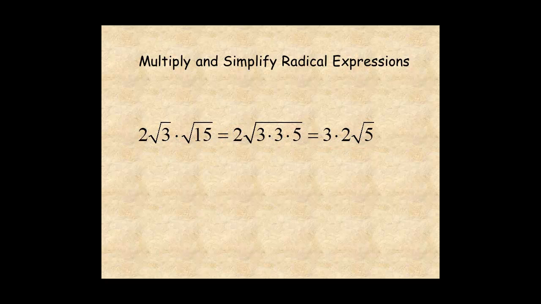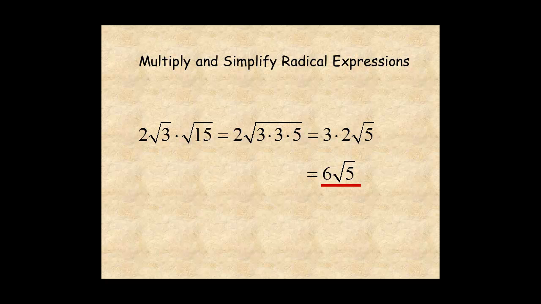For this example, combine the product of the two radicals for 2 times radical 3 times 3 times 5. Then 2 factors of 3 is 3 squared, so factor out 3. And 5 is left under the radical. Finally, multiply 3 times 2, and you have 6 times radical 5.